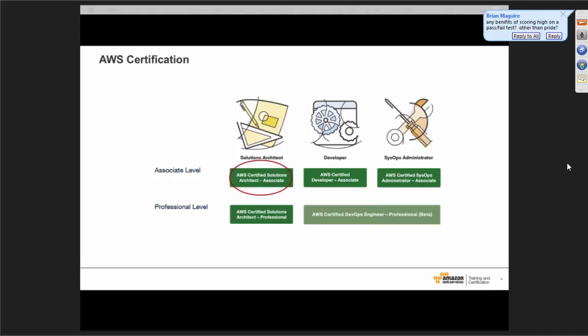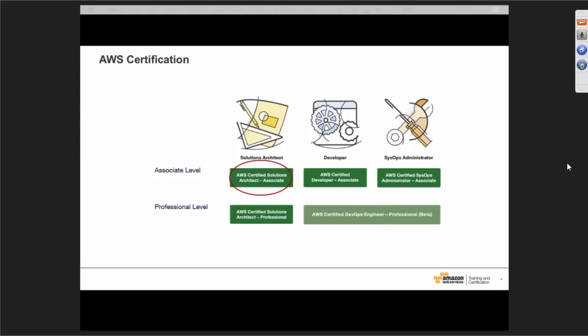There's a question about how much the exam costs. I would have to look that up. I don't know that one right off the top of my head. Let me see. The exam cost is $150. If you do not pass, do you pay for the full price of the next attempt? Yes, you do.